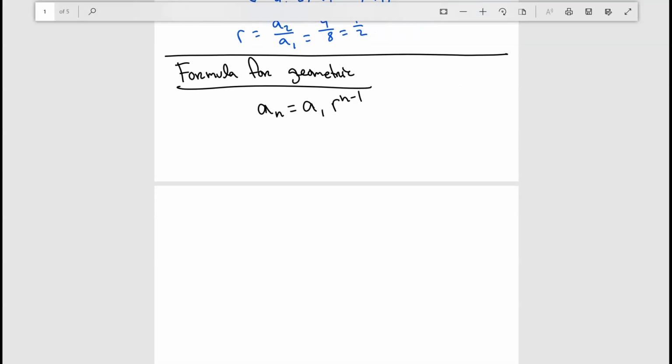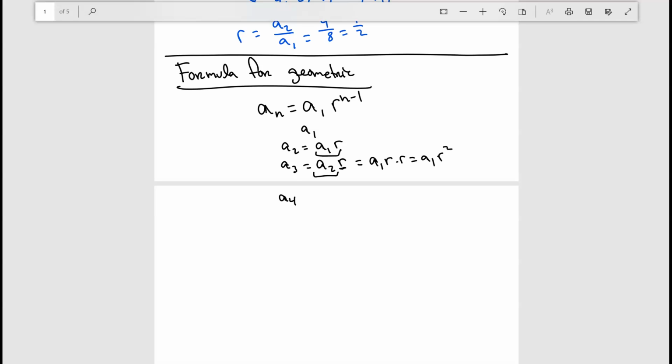You first start off with the first term. In order for me to get the second term, I'm going to take A1 and multiply it by R, the common ratio. How do I get A3? A3 is going to be A2 multiplied by the common ratio. But since I know what A2 is, which was A1 times R, it's going to be A1 times R, and then you have an extra R. It's going to give me A1 R squared.